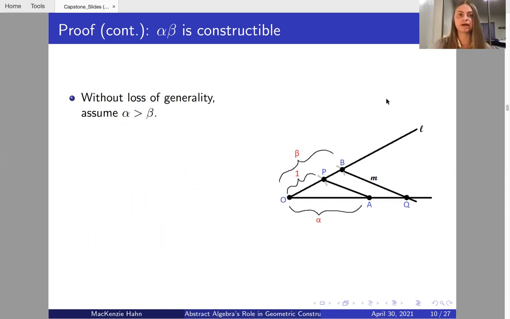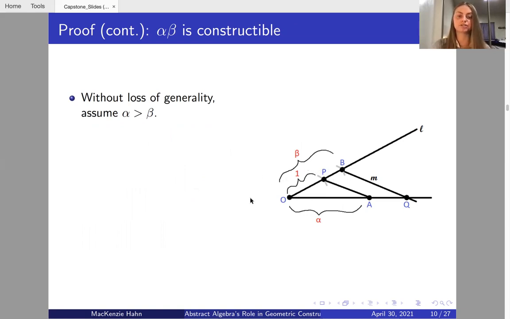So without loss of generality, we are going to assume that alpha is greater than beta. And from this, we can construct a line segment OA with a length of alpha and a line L through a point O that does not contain the line segment OA. Then we can construct a circle with center at O and a radius of length 1, and that is going to intersect the line L at a point P.